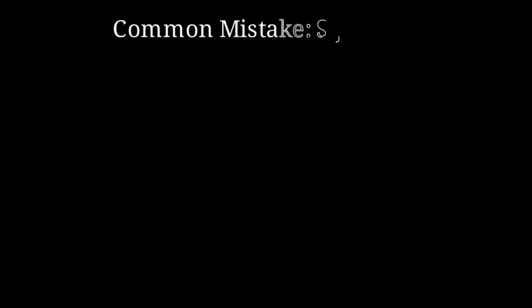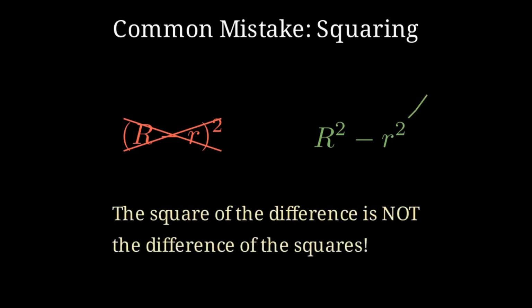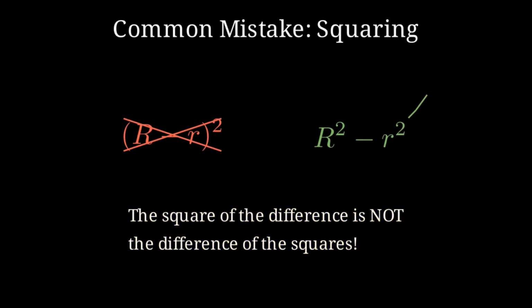One of the most frequent errors in calculus is squaring the difference of the radii instead of the difference of their squares. Remember, we are subtracting the area of the small circle from the large circle. Pi R squared minus pi r squared. Algebraically, these are very different results.